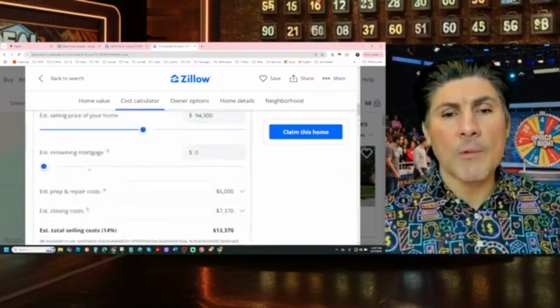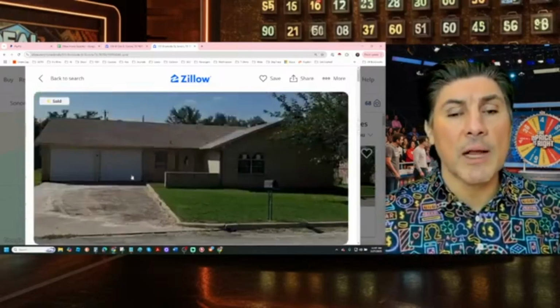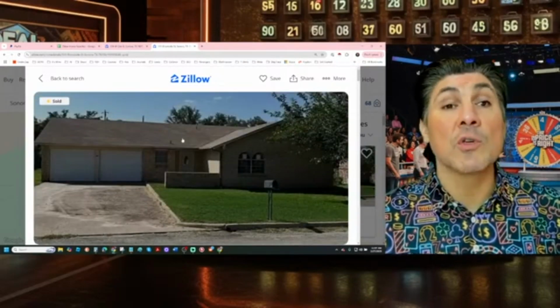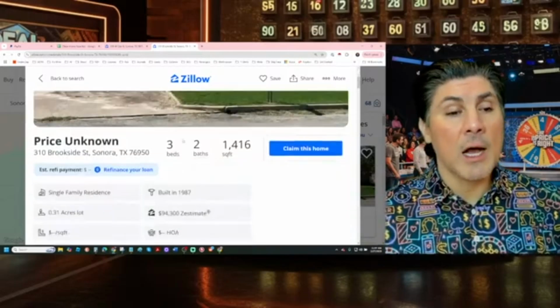I was just curious, how much did that property end up selling for? And then they may or may not give you the value. Okay, that's how you use intel from real estate agents.